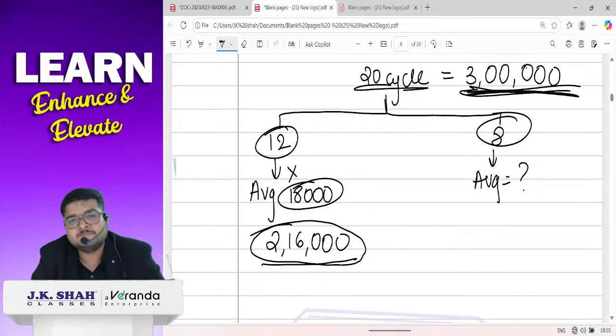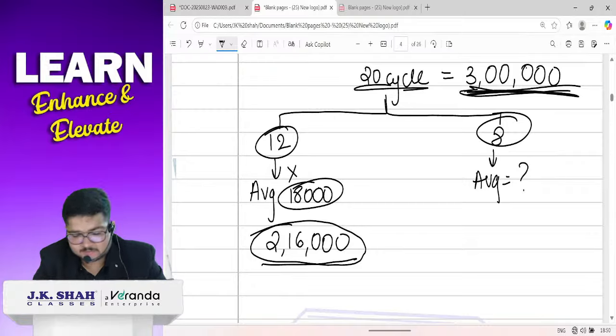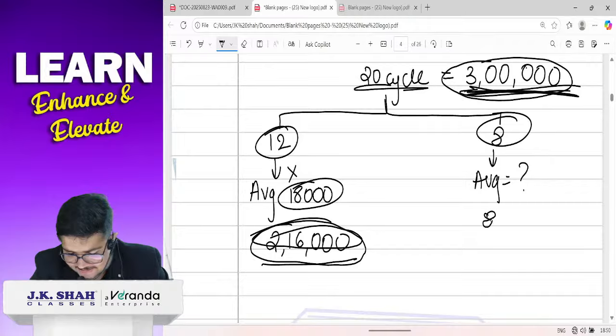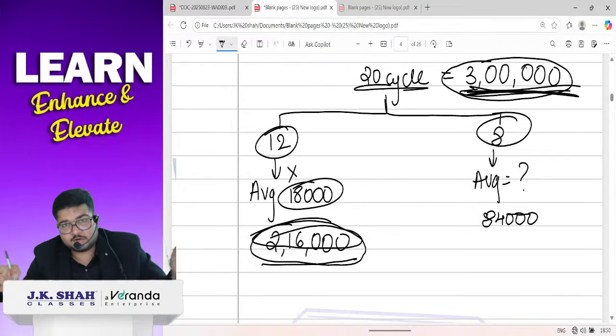It came from selling these 8 cycles. That means the remaining amount will be of 8 cycles. What is the remaining amount? Tell me. 3 lakh minus 2,16,000 is 84,000. This 84,000 is the total of 8 cycles.